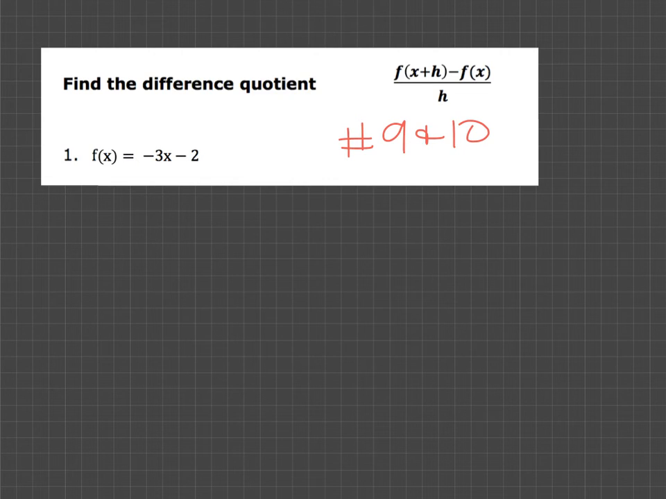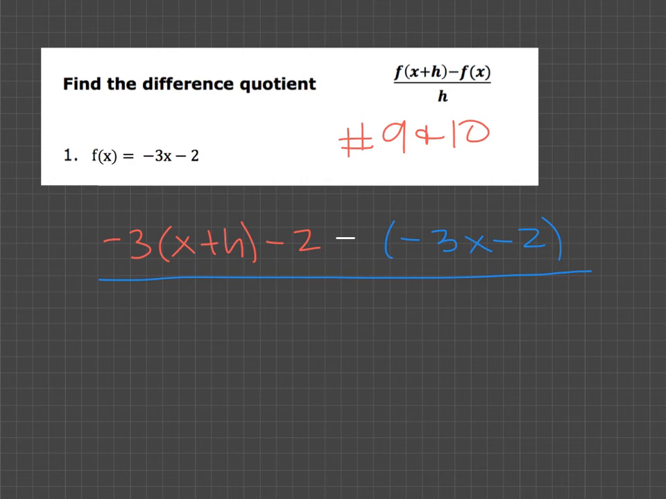So we start off by plugging in x plus h into that function. So we're going to take negative 3, replace that x with x plus h, and then we have the minus 2. And then we have a minus f of x, and so that is minus 3x minus 2. So we want to put that f of x in parentheses because we want to make sure we distribute that negative. Okay, and then that's all over h.